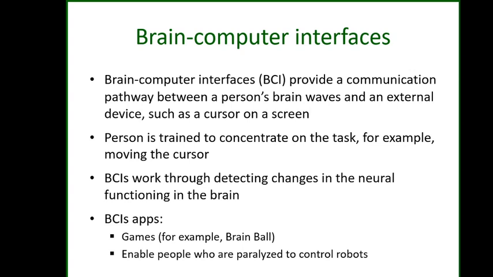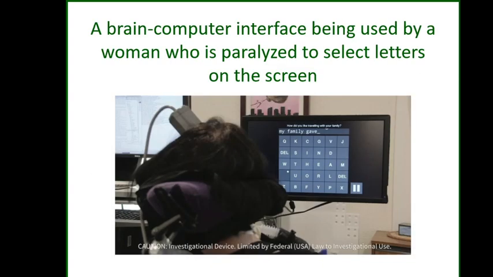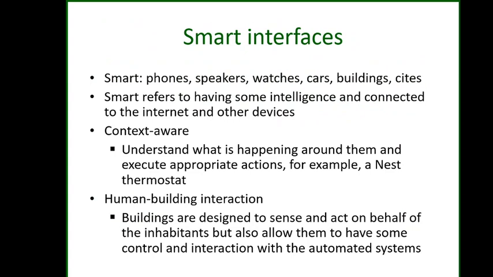So class, another good thing about interfaces is some of the interfaces like brain-computer interfaces could be used to help people with disabilities, especially people who are paralyzed, to have a second chance at life. So they could live as much as possible parang normal. They could still access the apps that we have. They could enjoy the technology that we are having. Ayan, that is an example of a BCI type of interface used by a paralyzed person to select letters on the screen. Smart interfaces, we have phones, speakers, watches, cars, buildings, and sites.